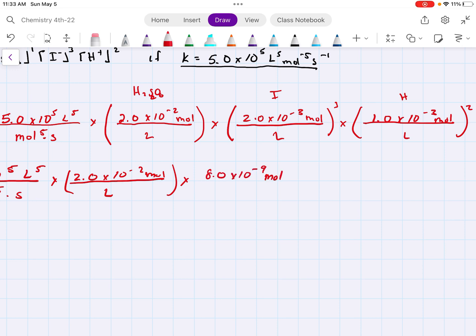But now moles are going to be cubed, and then liters are going to be cubed. All right. And then finally, when we square the last one, which is the hydrogen, we're going to end up with 1.0 times 10 to the negative 6. This is going to be moles squared over liters squared.